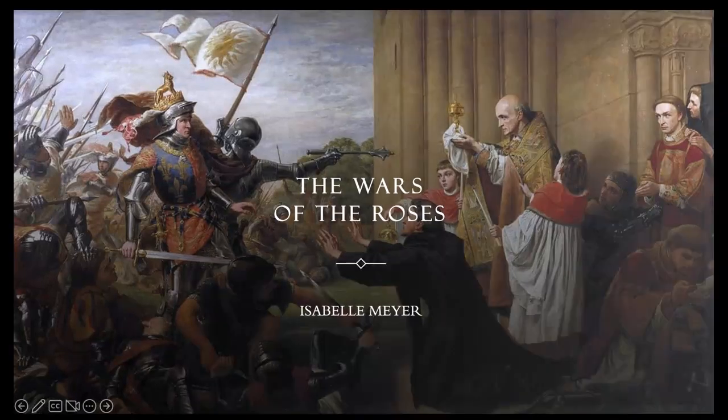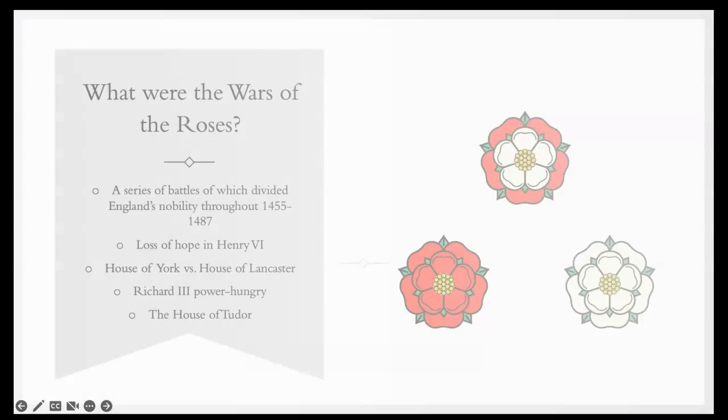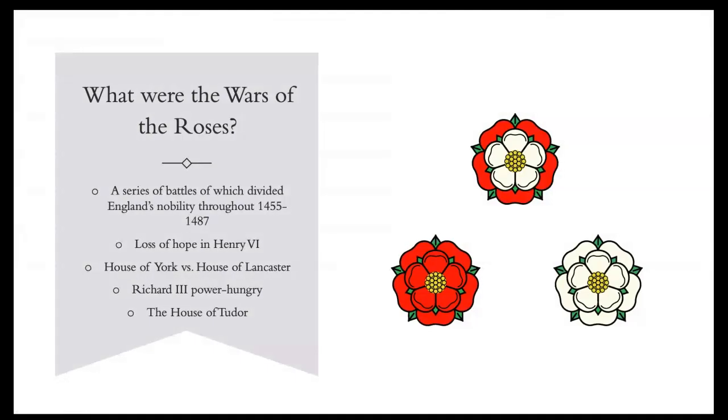So, what were the Wars of the Roses? They were a series of battles that divided England's nobility throughout 1455 to 1487. This was not solely due to the loss of hope in Henry VI. That did not help their anxiety and their uneasiness about his rule.